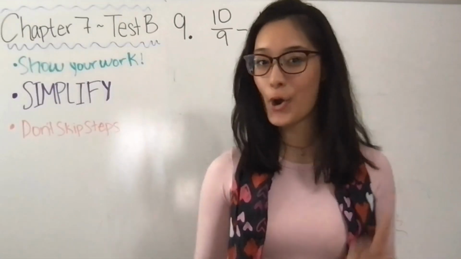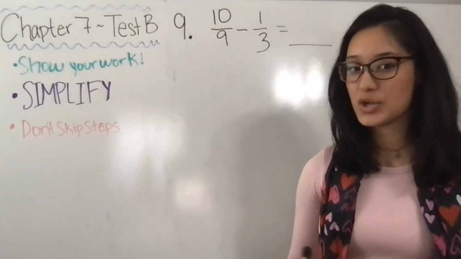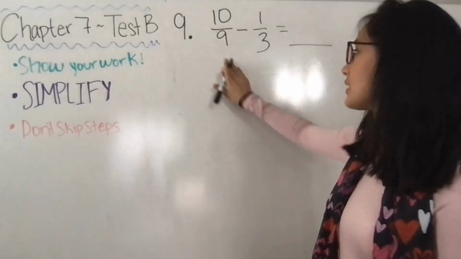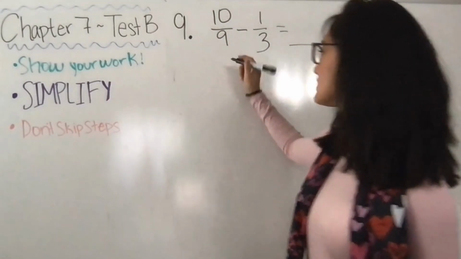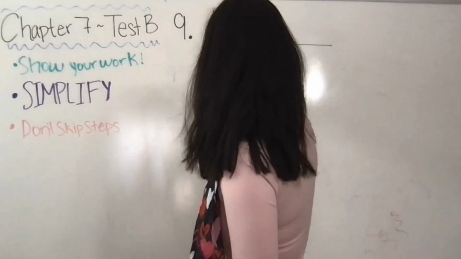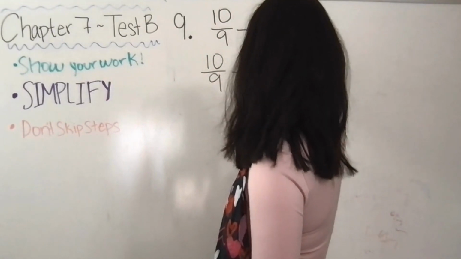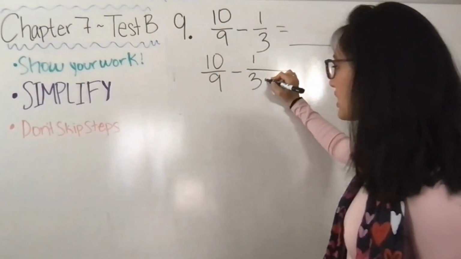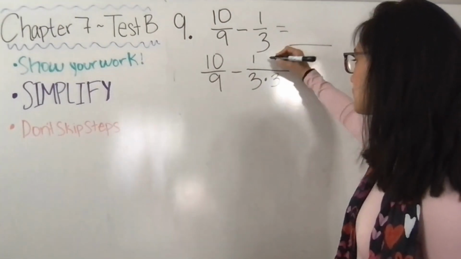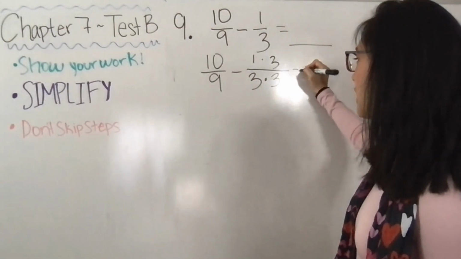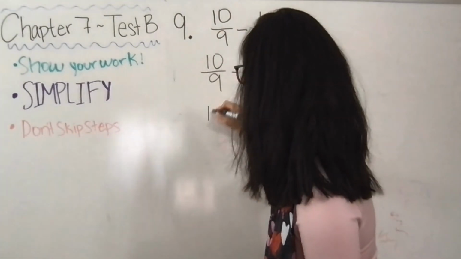Problem number 9. You're almost there. 10/9 minus 1/3. The first thing you have to do is make a common denominator. Common denominator can't be 3, so it's 9 because 3 goes into 9. So rewrite your problem. 10/9 minus, how many times does 3 go into 9? 3 times, because 3 times 3 is 9. Whatever you do to the bottom, you have to do to the top. Rewrite your fraction as your new problem.